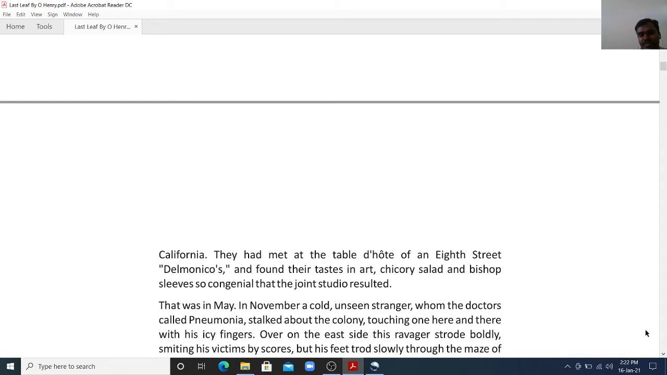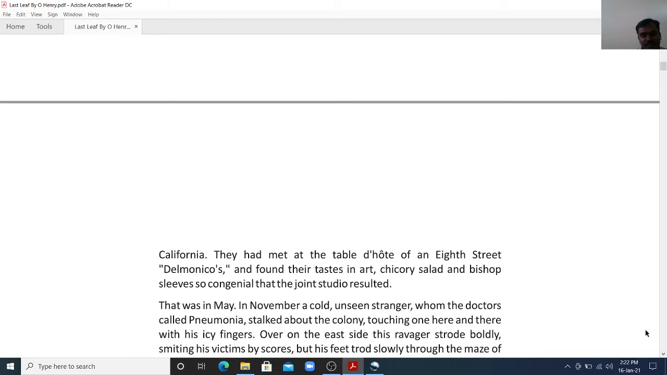In November, a cold, unseen stranger whom the doctors called pneumonia. So these artists came there and settled in May, and in the month of November, what happened? An unseen stranger, whom the doctors called pneumonia, walked through the streets of Greenwich Village, through the colony where the artists were living, touching one here and there with his icy fingers.